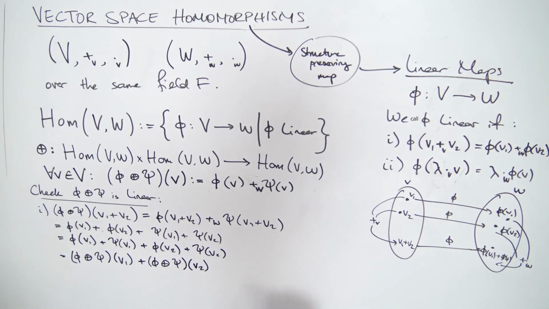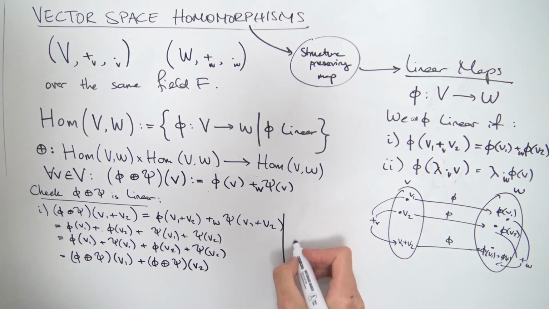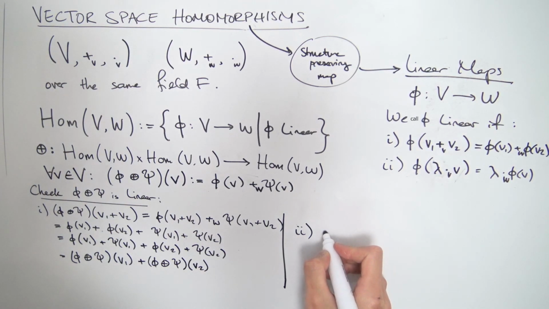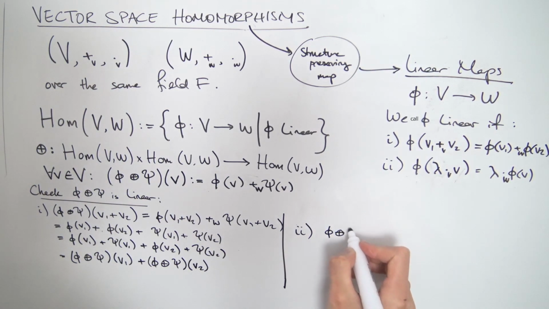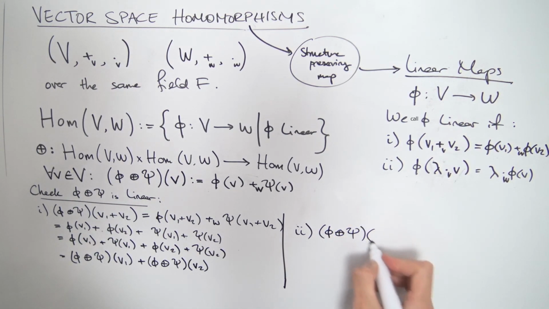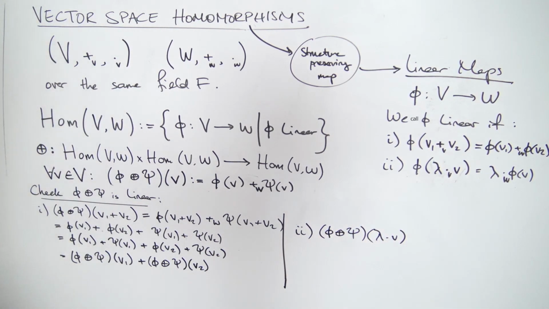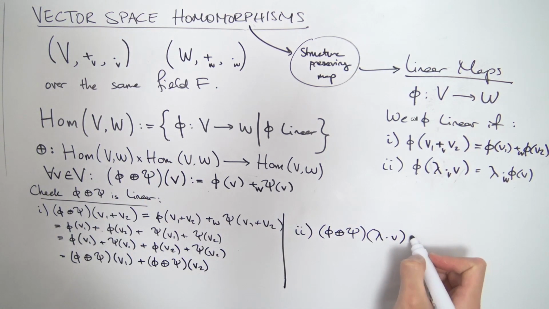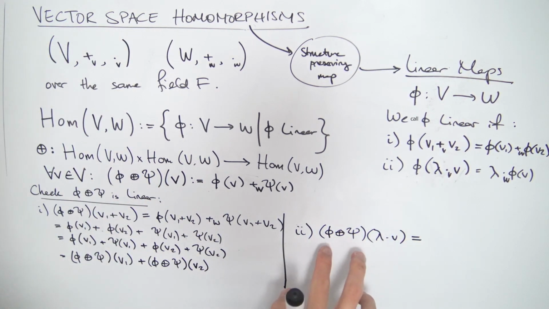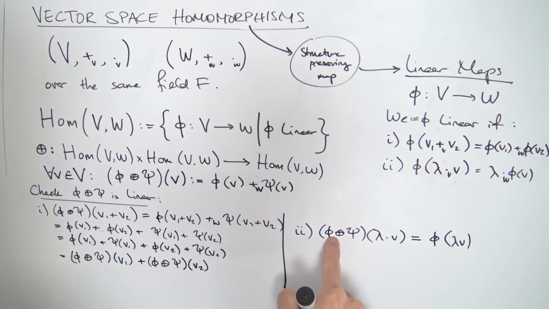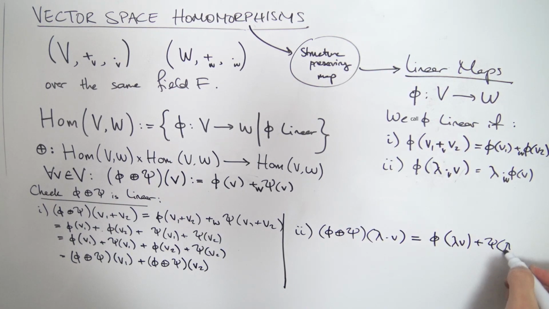Now we have to show a similar thing for the second property, 2 over here. We have to check now that if we pick any element λ in here, and we have φ ∘+ ψ act on λ times the v over here, we can pull the λ out. So again, what we're going to do is use the definition of this circle plus over here. So this is, by definition, well, we have φ acting on this λv, and then plus ψ acting on this λv.